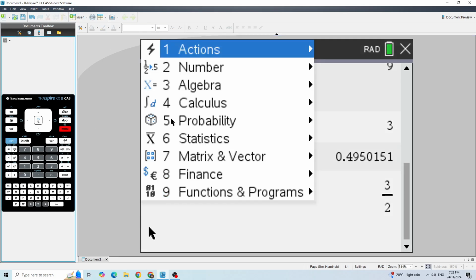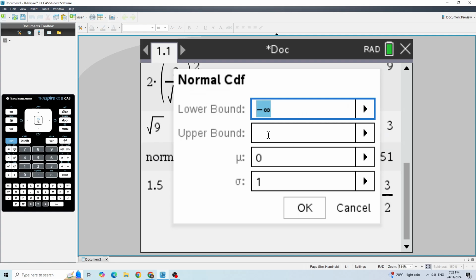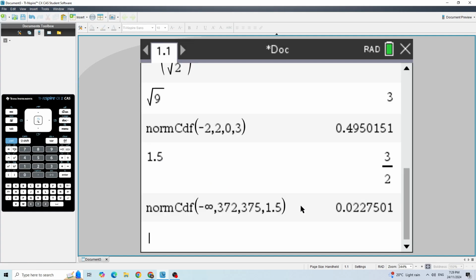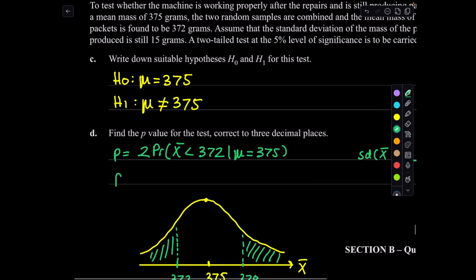So let me just copy that. Go to probability distributions, inverse normal, from negative infinity to 372. Your mean is the original 375, and your standard deviation is 1.5. Enter, and this is what we get. Remember, we double it, so 2 times that value, and this is your p-value, which to 3 decimal places is 0.046. Let's write that down. 0.046. Done.